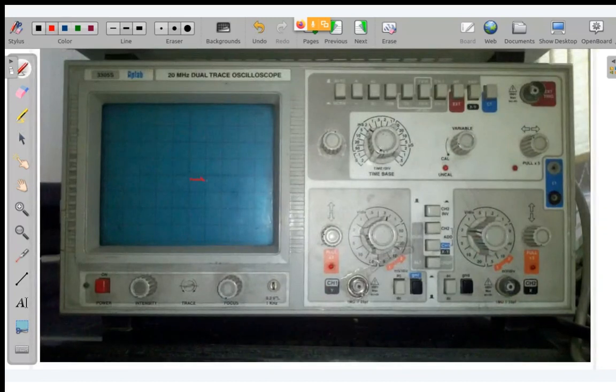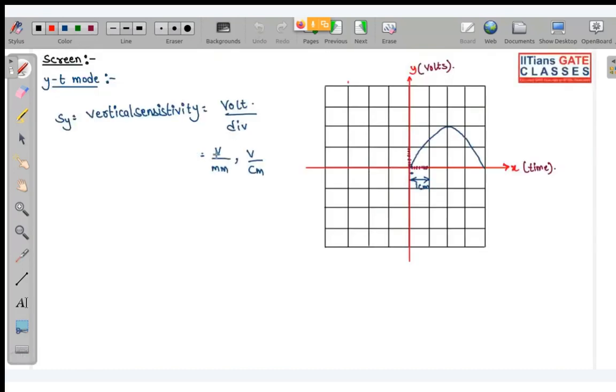So this much is 1 centimeter, and the small spacings, there are 10 divisions, so each is 1 mm. So either you could have it in volt per centimeter or volt per mm. Okay, so next we have what?